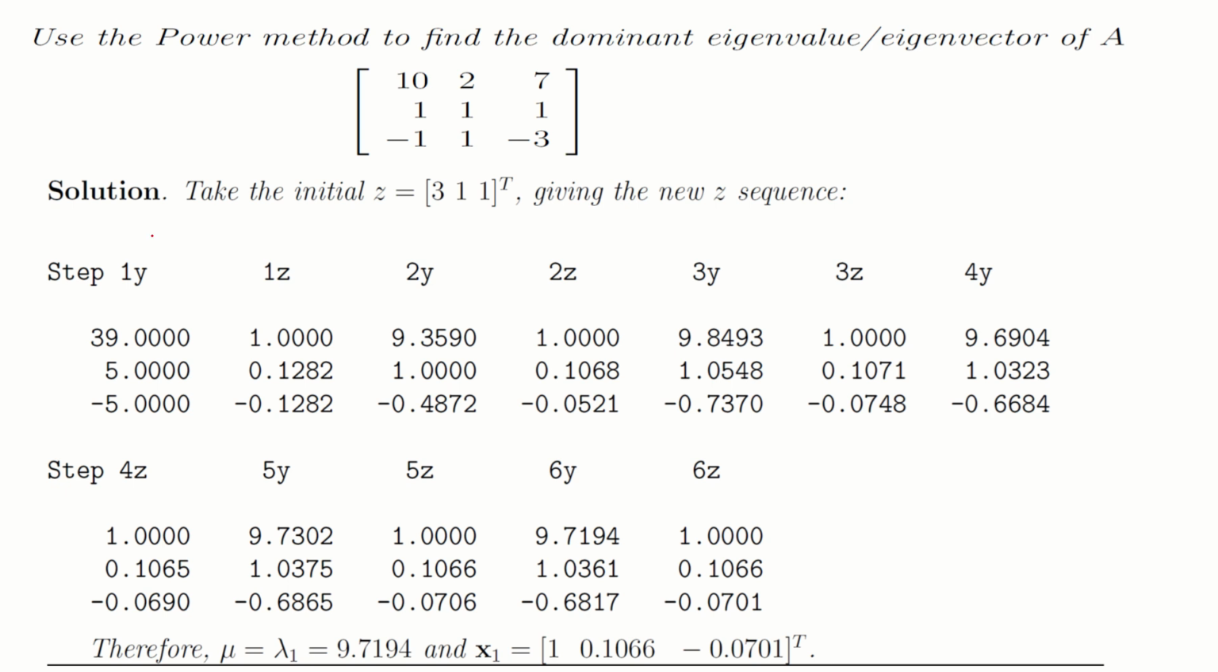So how does it work? This is taken as matrix A, and this is x0, or whatever you call it. First step, we multiply this matrix with this vector. It can be done easily: 10, 2, 7, 1, 1, 1, minus 1, 1, minus 3, multiplied by the vector 3, 1, 1.